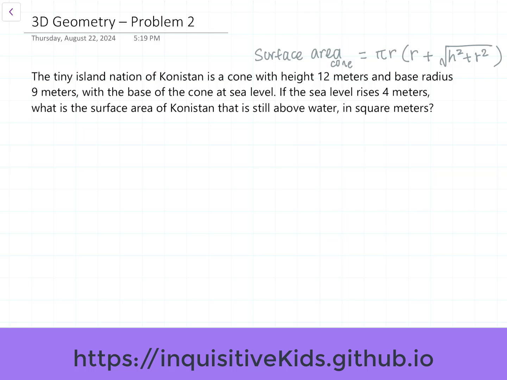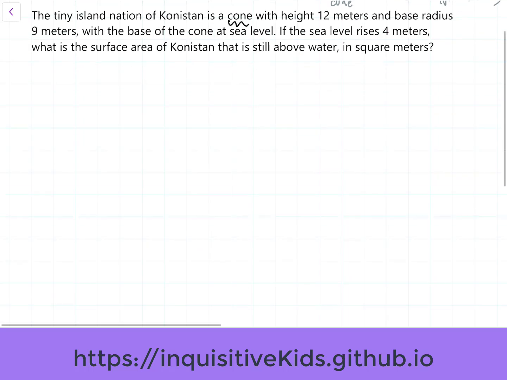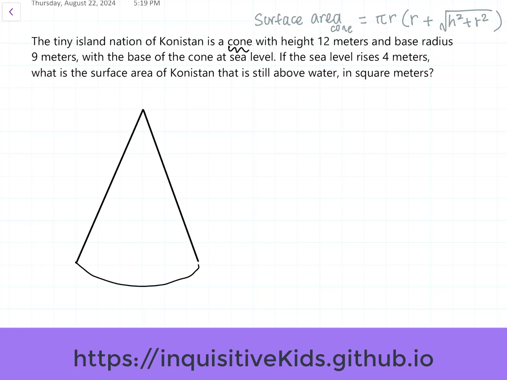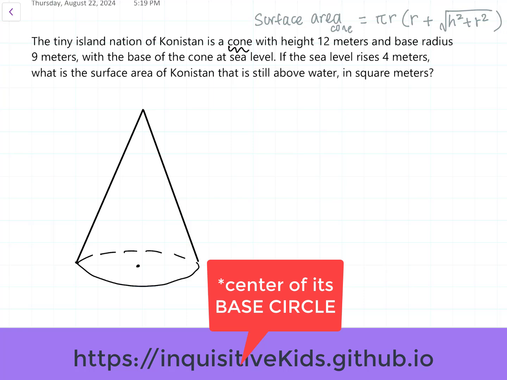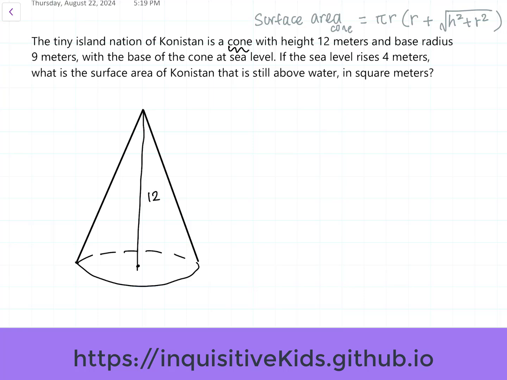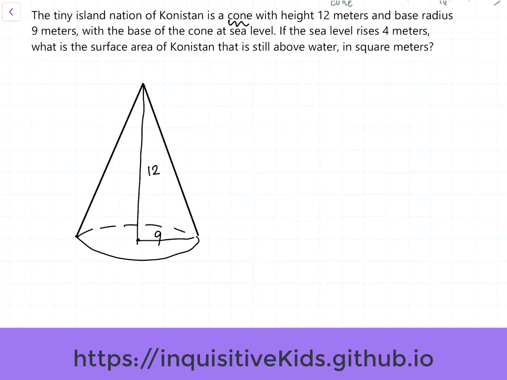Okay, let's come back together. So we know that this is a cone. So let's first draw a cone. We know that it has a height of 12 meters. So if we drew a dotted line to show its other side, and this was the center of its radius, we know that this part would be 12 meters. The base radius would be 9. So here is 9. And we know that the base is at sea level. So if this was the base, we know that this was the original sea level.